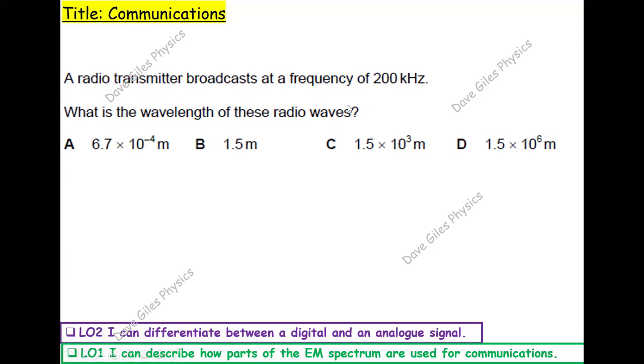So you need to remember that the speed is the speed of light, 3 by 10 to the 8 meters per second. V equals F lambda. So we want to rearrange to get lambda equals V over F. So 3 by 10 to the 8 divided by 200 times 10 to the 3, which gives you 1.5 by 10 to the 3.